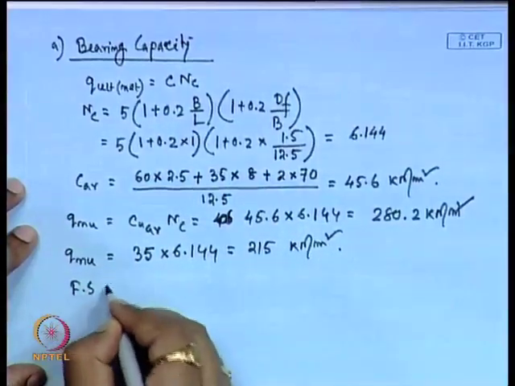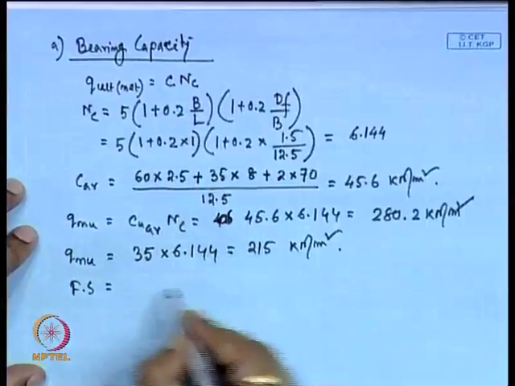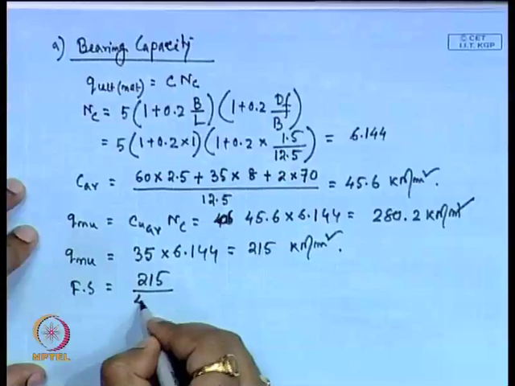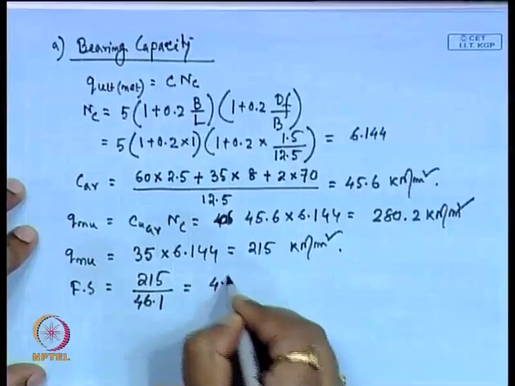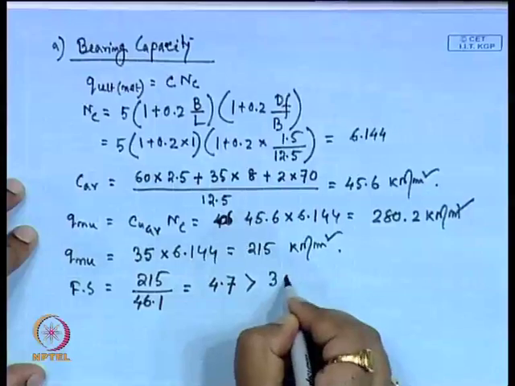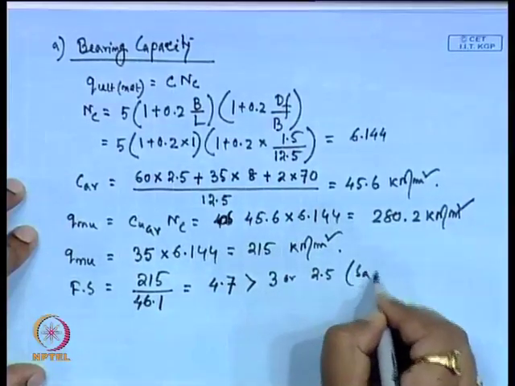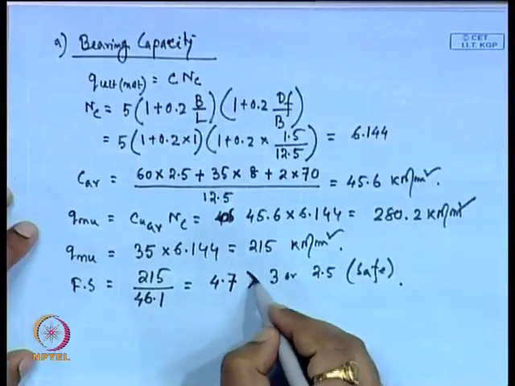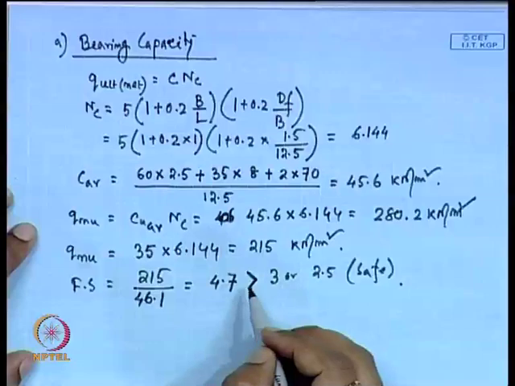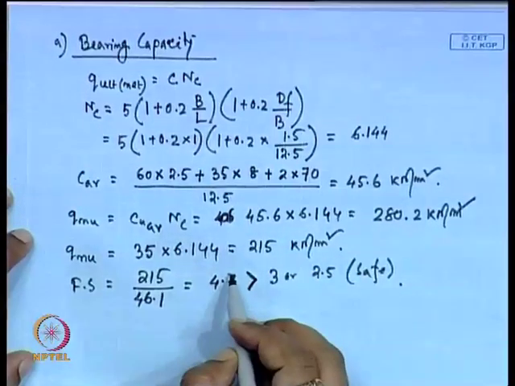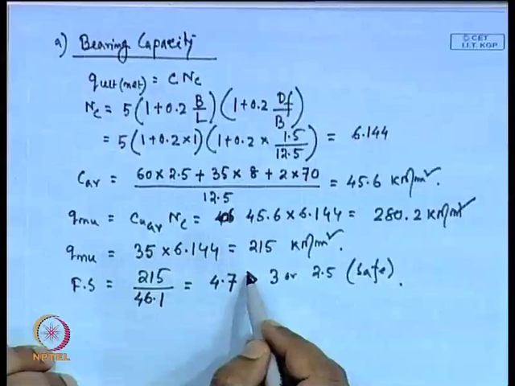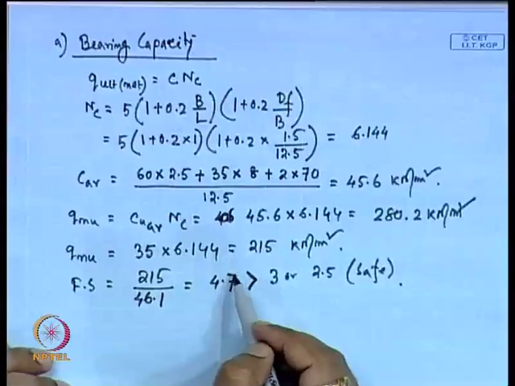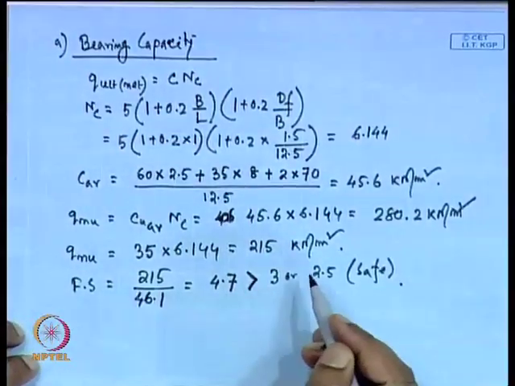So for the factor of safety, we are taking the minimum one, that is 215, and the loading intensity is 46.1. So this is 4.7, which is greater than 3 or 2.5. So this is safe, but it is over safe. Now we will check the settlement calculation. If the settlement is also over safe, then we have to redesign the dimensions so that we can design this properly and not make an over-conservative design of this foundation.